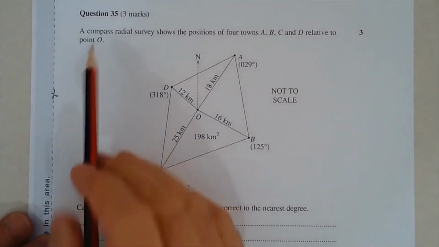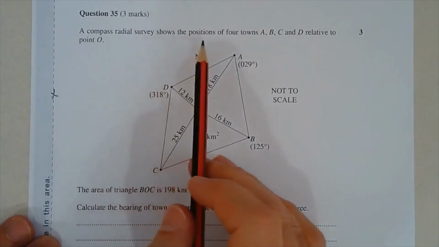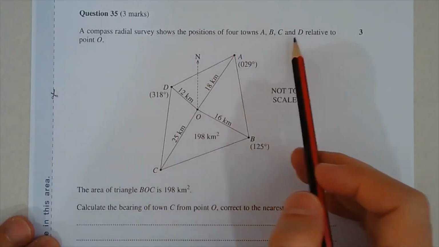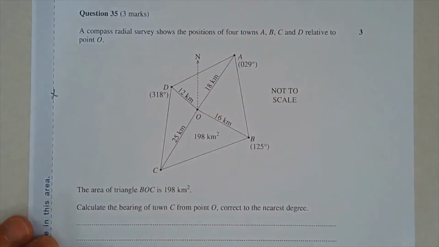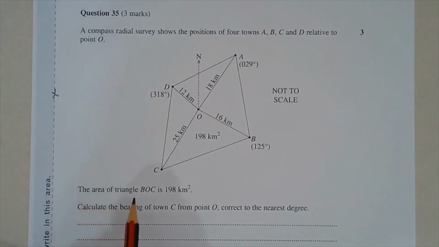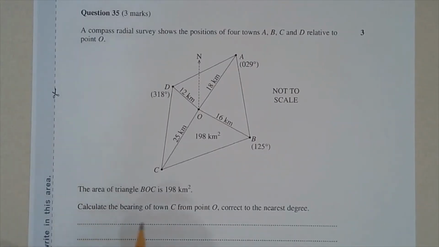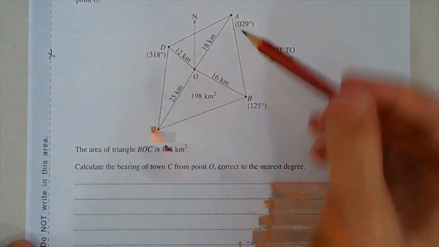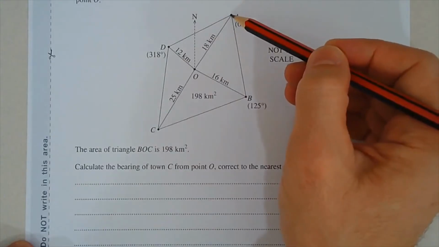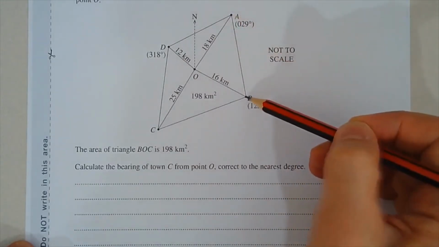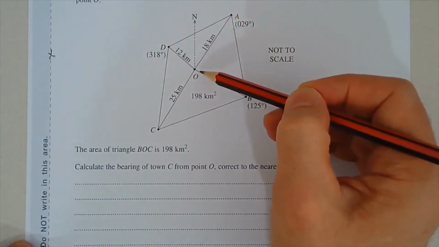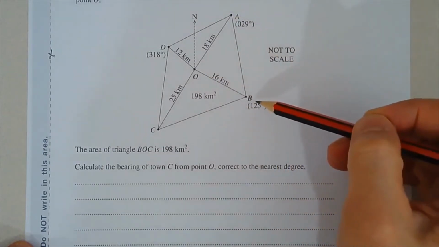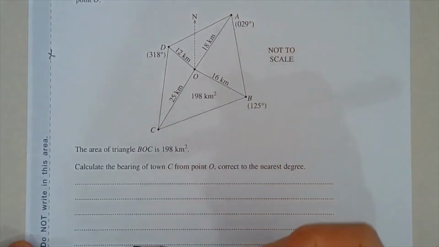Question 35. A compass radial survey shows the positions of 4 towns, A, B, C, and D, relative to point O. The area of triangle BOC is 198 square kilometres. Calculate the bearing of town C from point O, correct to the nearest degree. So let's have a look at the radial survey. As we go from one town to another, whatever the angle is inside the triangle is added to the bearing to give us the bearing of the next town clockwise.